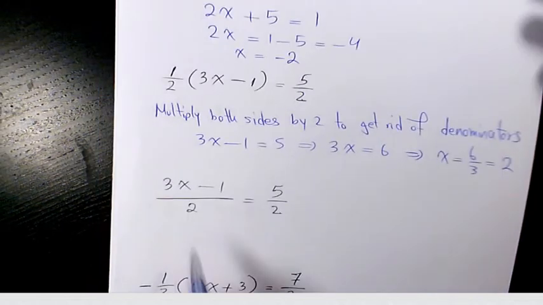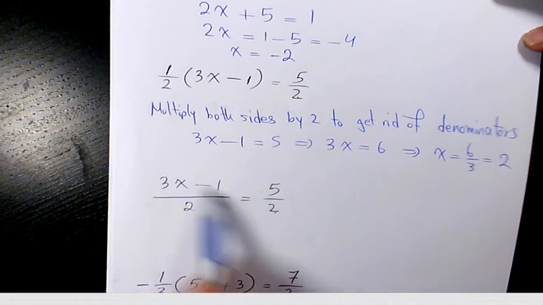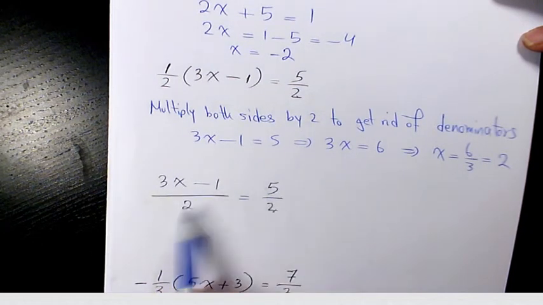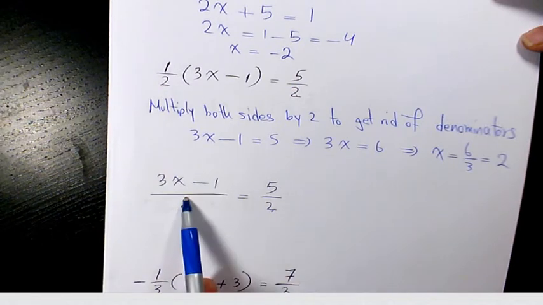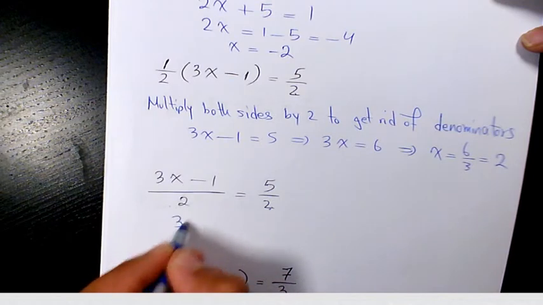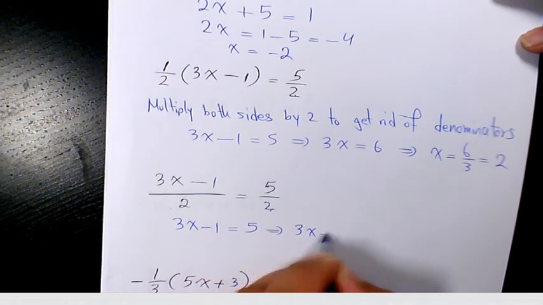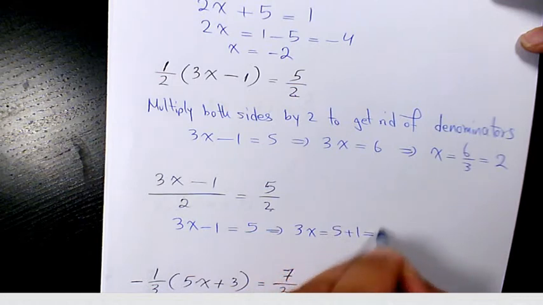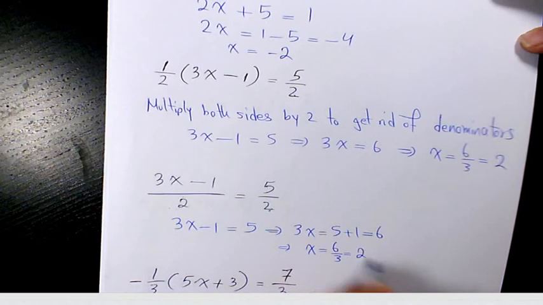Next one, 3x minus 1 divided by 2 equals 5 divided by 2. What we can do is cross multiply, or you can say the denominators are the same. So since both sides are equal and the denominators are equal, it means that the numerators must be equal as well. So 3x minus 1 equals 5. So 3x equals 5 plus 1, which is 6. So x will be 6 divided by 3, which is 2. So x equals 2.